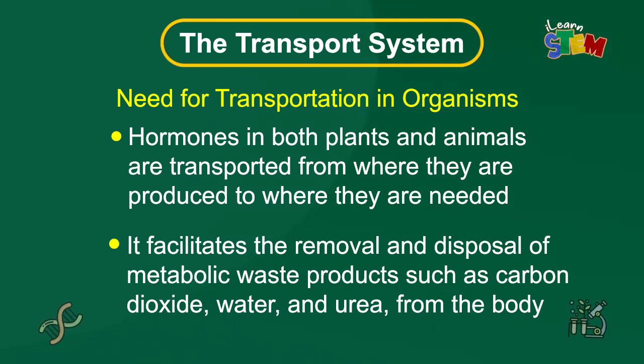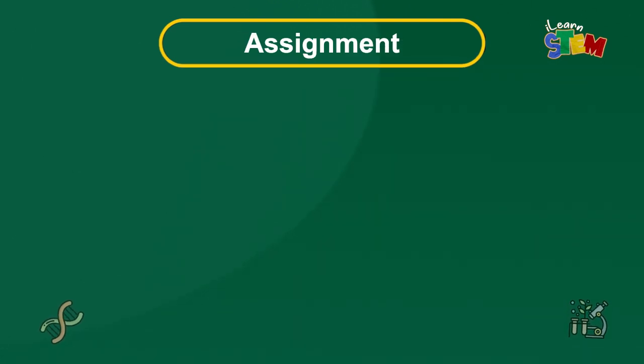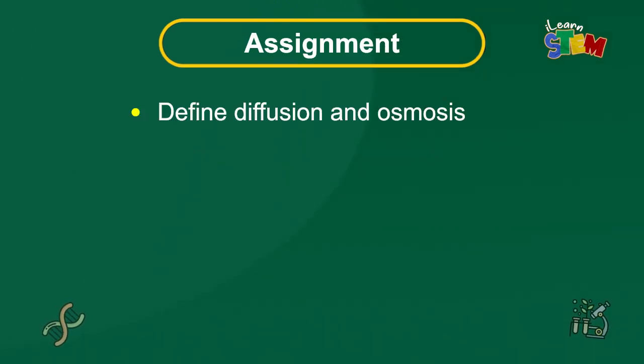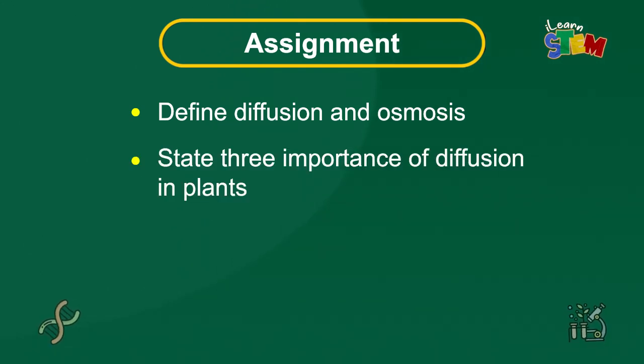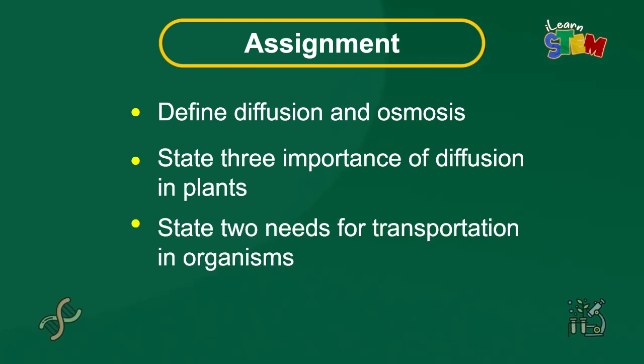Please carry out the following classwork. 1. Define diffusion and osmosis. 2. State 3 importance of diffusion in plants. 3. State 2 needs for transportation in organisms.